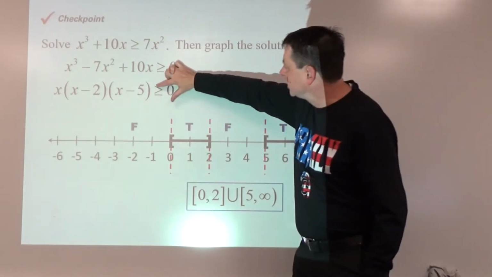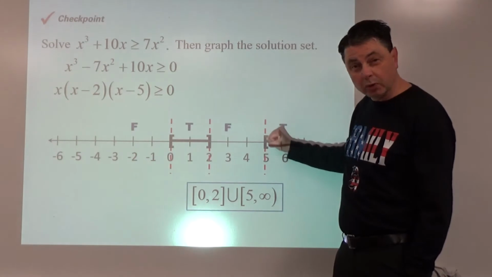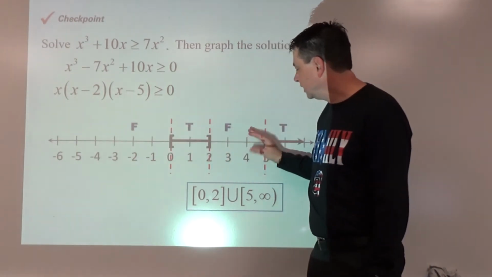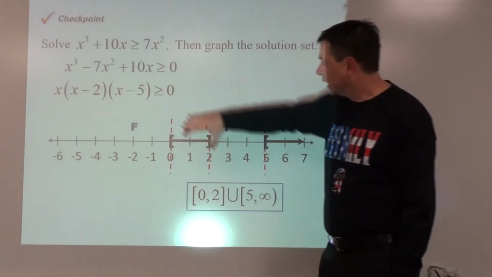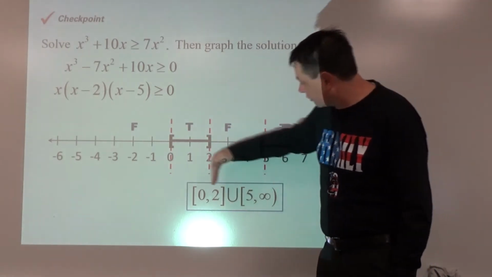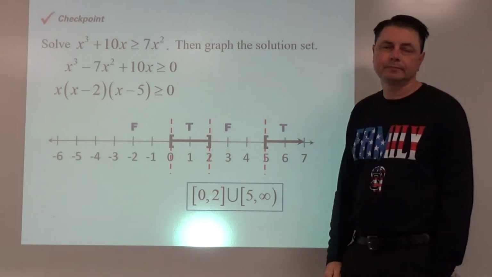And this one does have the "or equal to," so we're using brackets or closed points in our graph. And then same thing in our algebraic solution, true here and true here, so from 0 to 2 and 5 on to infinity.